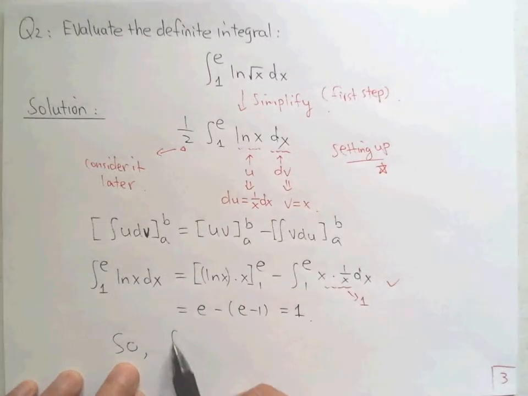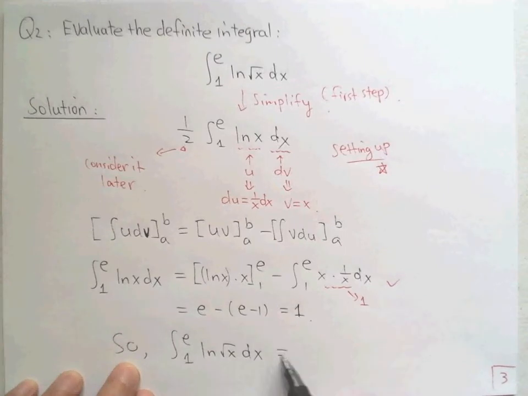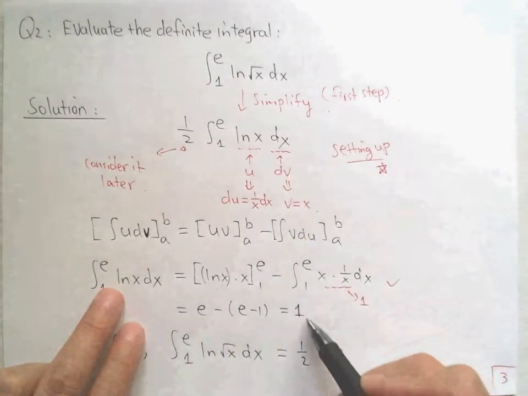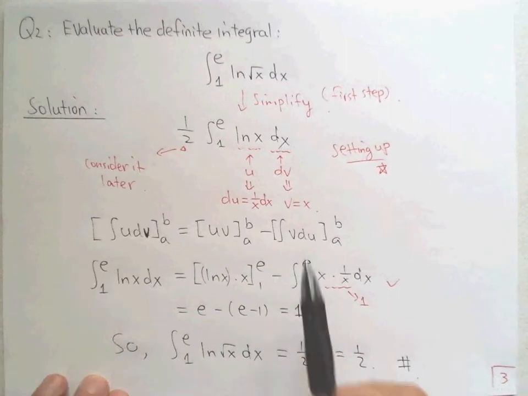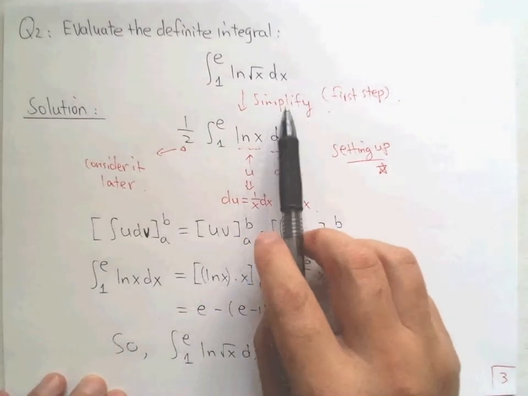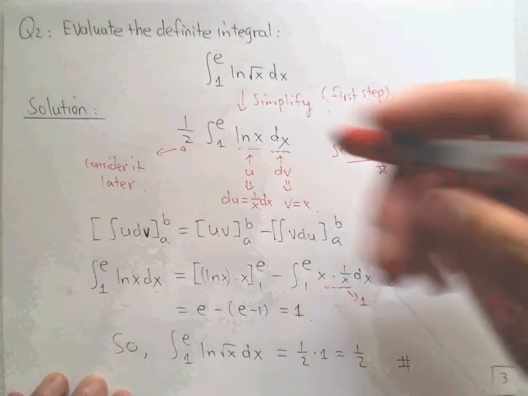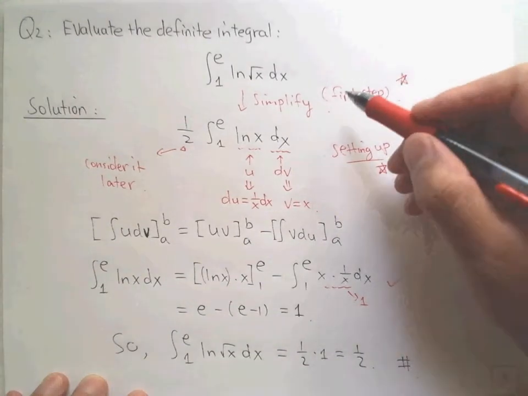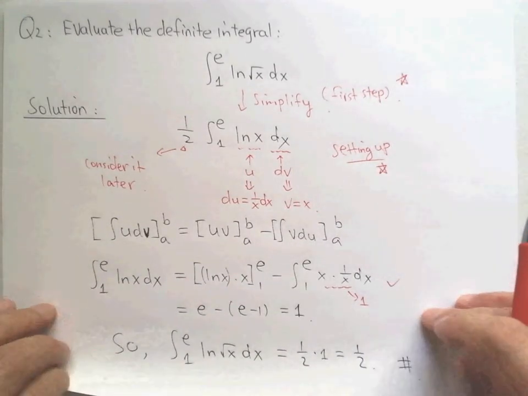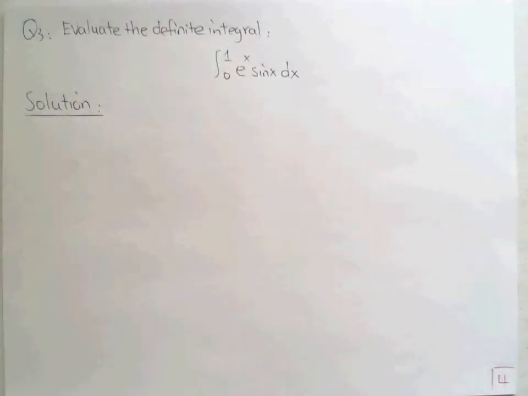So we have the original. I put here one more sentence: integral from 1 to e of ln square root of x dx. C equals 1/2 times this term we already got, 1, times 1, so equals 1/2. Look at these questions, only one step. So I highlighted this step. If you can simplify, keep in mind, simplify always at the first step.